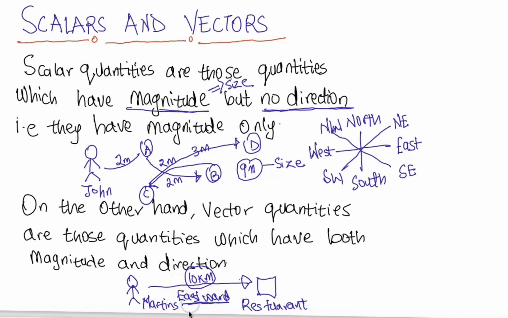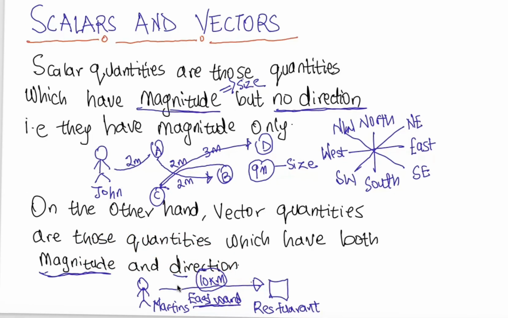So when a magnitude takes direction, we call that quantity a vector quantity. Vector quantities are those quantities that have magnitude and direction. So they have a combination of both magnitude and direction.